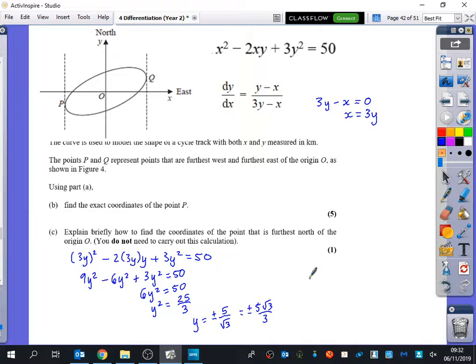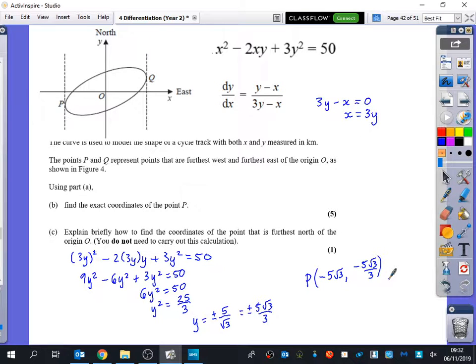So for P, what would the x coordinate be? How would you find the x coordinate? No, don't sub it back into the main equation. Look, x is equal to 3y. So this is just a really souped up version of doing simultaneous equations, but you didn't really know that it was simultaneous equations. So the x coordinate is 3 times the y coordinate, which means the x coordinate is, are you sure? It's negative 5 root 3. And the y coordinate is negative 5 root 3 over 3.